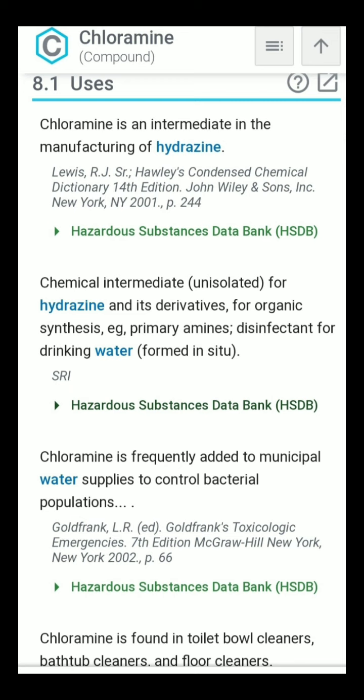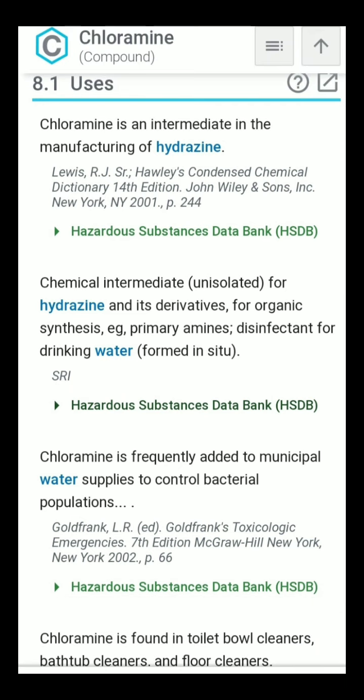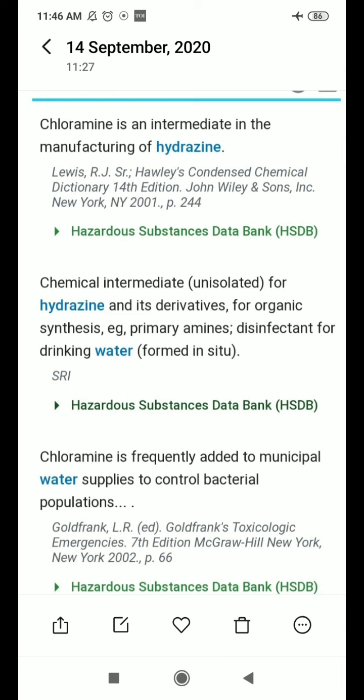Now chloramine is also used for cleaning basins, toilets, bathrooms and floor areas, so it is called a disinfectant. Or chloramine can be used to kill microorganisms or bacteria present in water. Water is a non-living thing, not a living thing. So this is the definition of disinfectant.